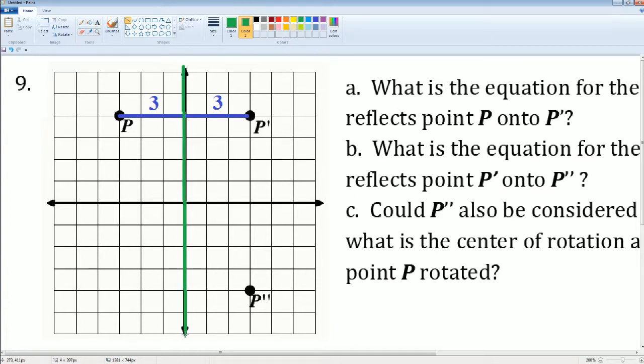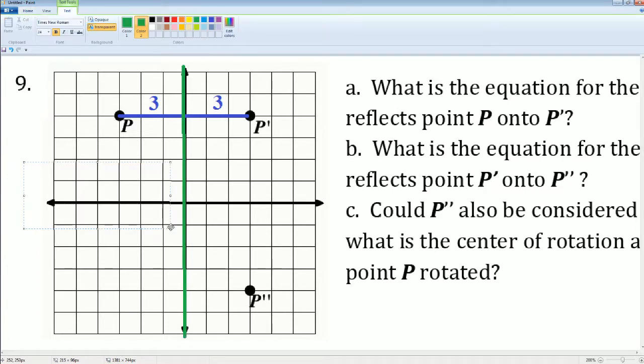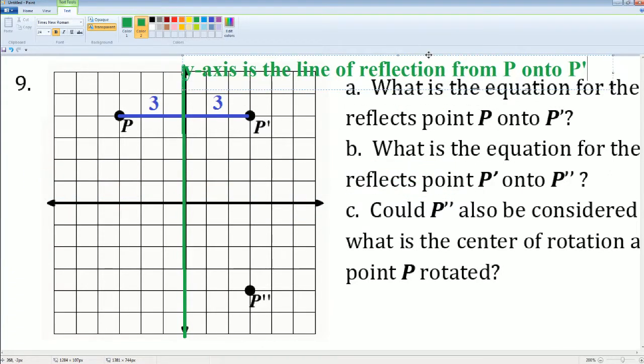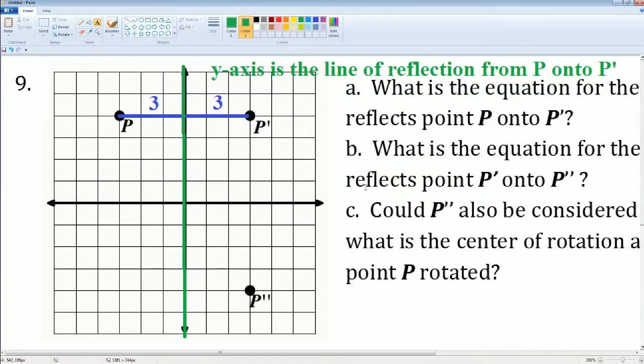So we would say here that the y-axis is the line of reflection from P onto P prime. Okay, write that up there.